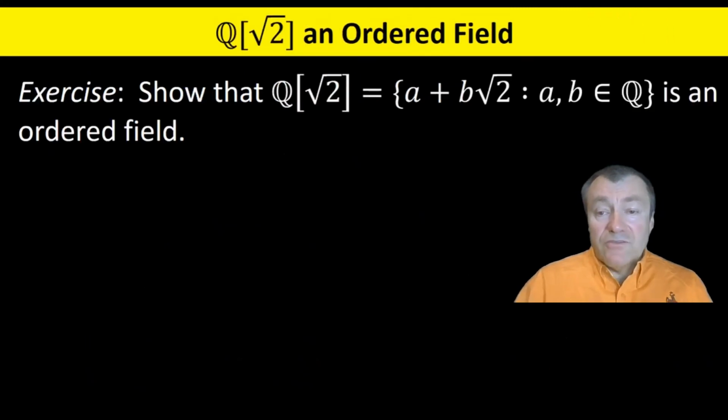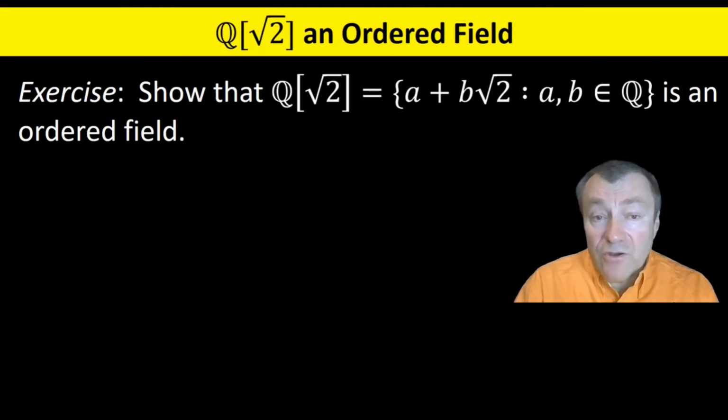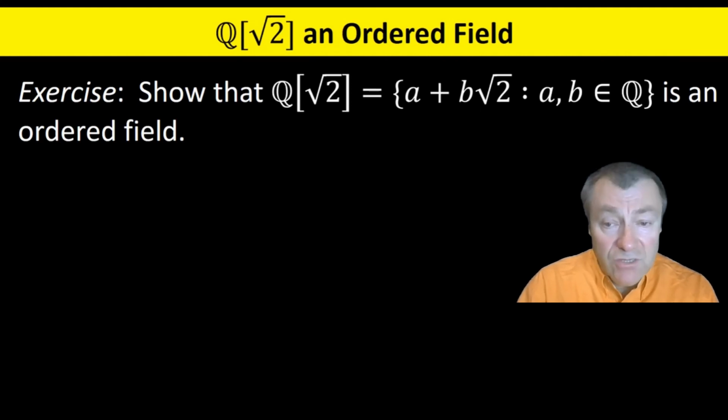I'll leave you with a homework exercise. Show that one of the examples I mentioned earlier is an ordered field. This Q[square root of 2] is the set of all numbers of the form a plus b root 2, where a and b are rational coefficients. So show that this is an ordered field. A big part of the proof will necessarily involve showing that this is closed under the basic operations, including division by any non-zero element in the set.